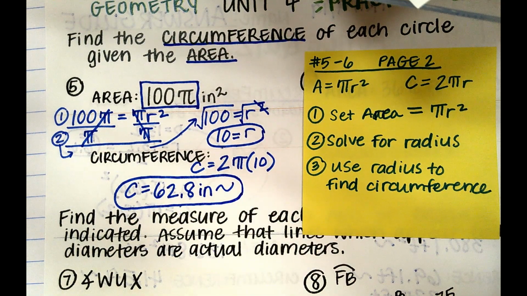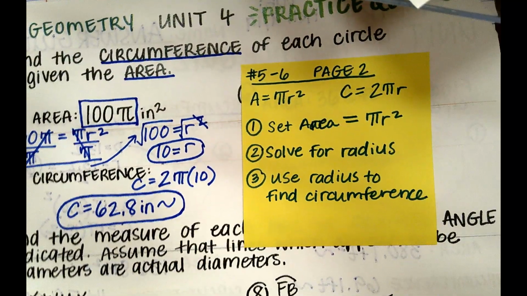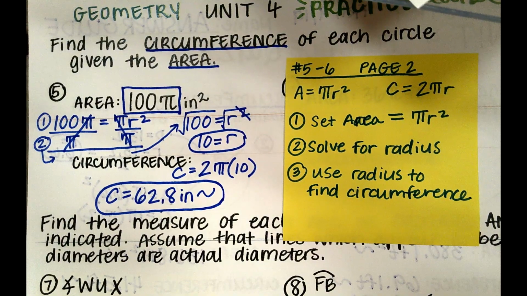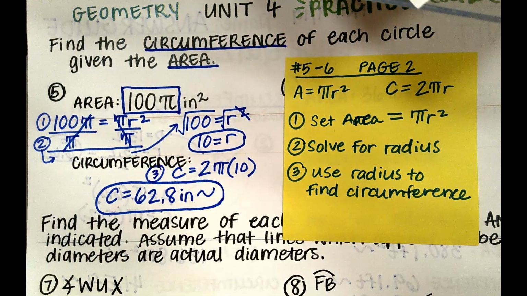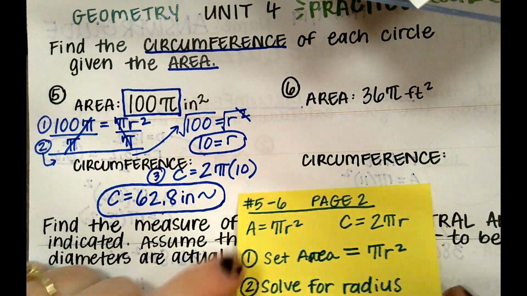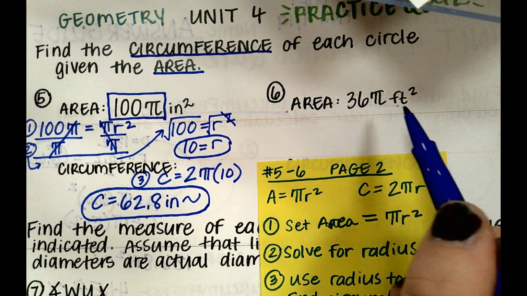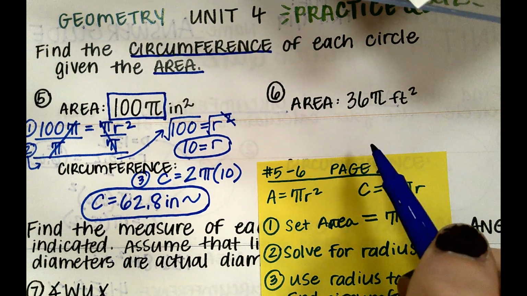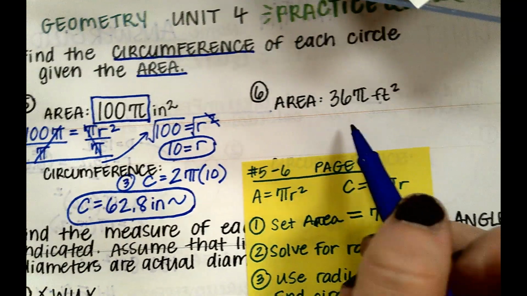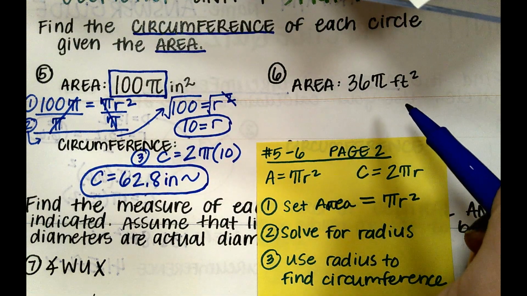So these are 3-step problems. Solve for radius, plug it in, find circumference. Do we have any questions about number 5 before we do number 6? Try to organize my work a little better on the next one. So number 6, now I have an area of 36 pi square feet. What equation could I set up so that I can solve for my radius?